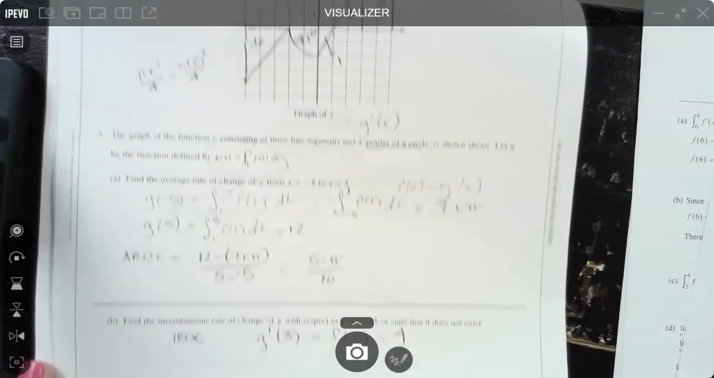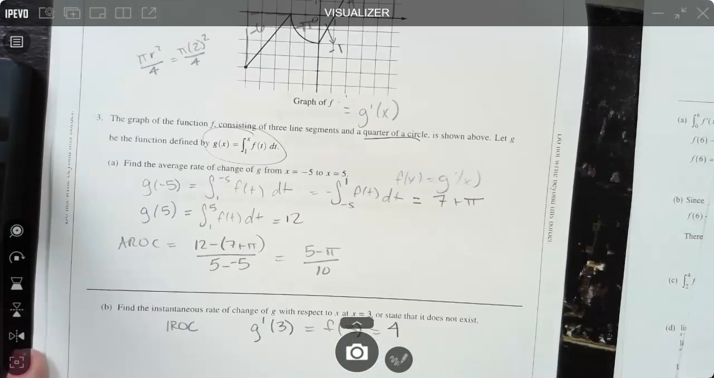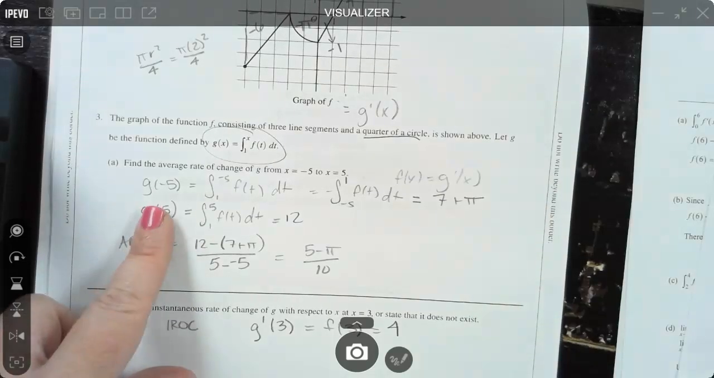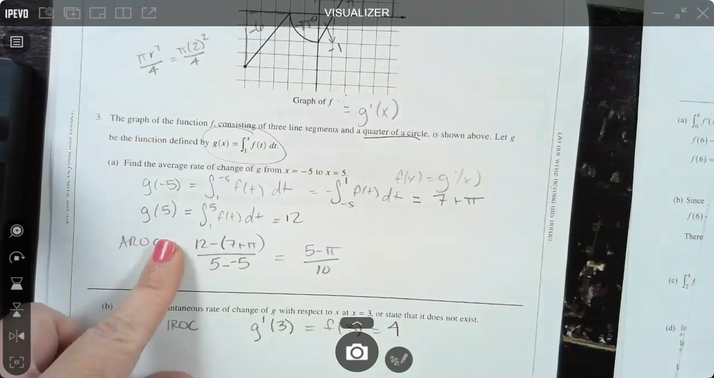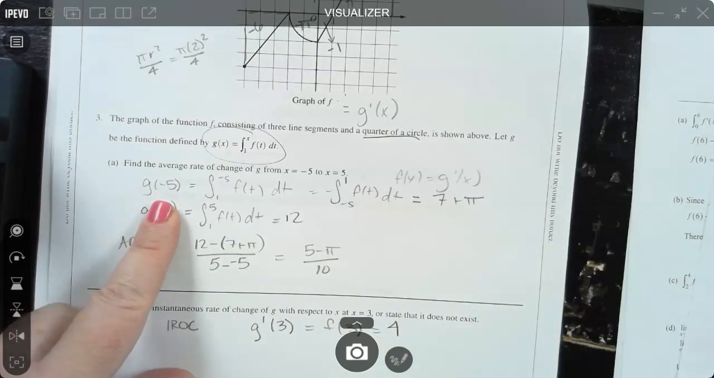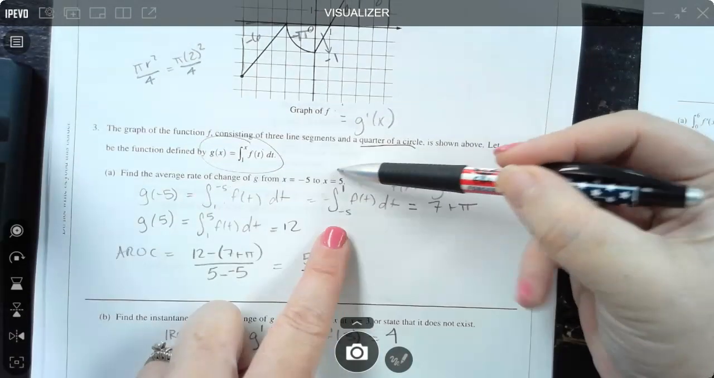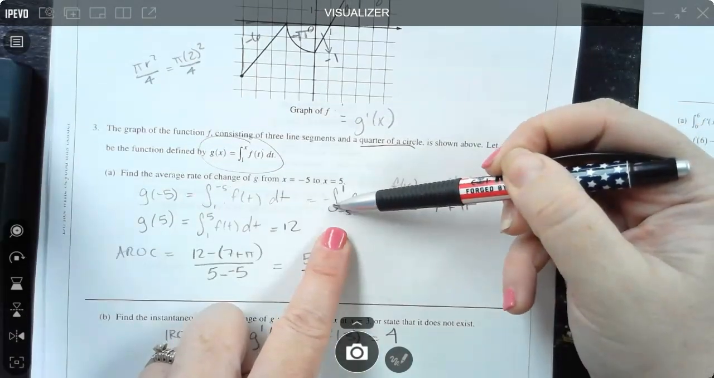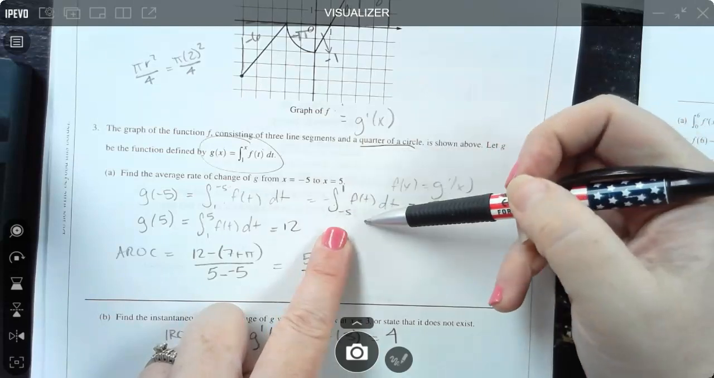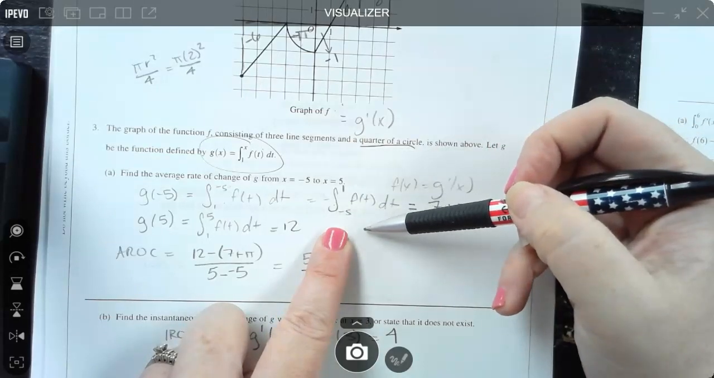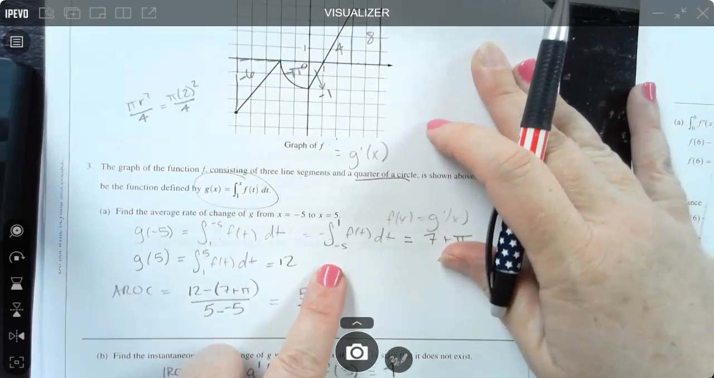All right, so part A was the average rate of change from x equals negative 5 to 5. Average rate of change is just AROC. So I need g of negative 5 and g of 5. Well, g of negative 5, I'm using this little equation here, right? From 1 to negative 5, I flipped it around and put a negative in front, so my smallest was on the bottom, and I looked up at my graph, and I said, okay, from negative 5.